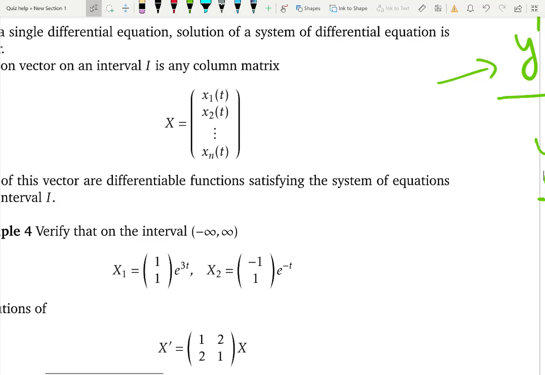So in this case, what is x1 equal to? What is x2 equal to? What is x3 equal to? So if your dependent variables look like this capital X vector, then your solution should also look like a vector, right? Okay, so let me show you something.